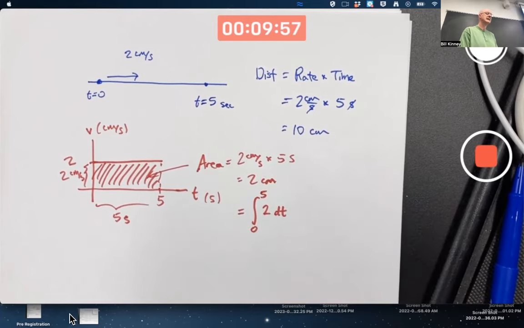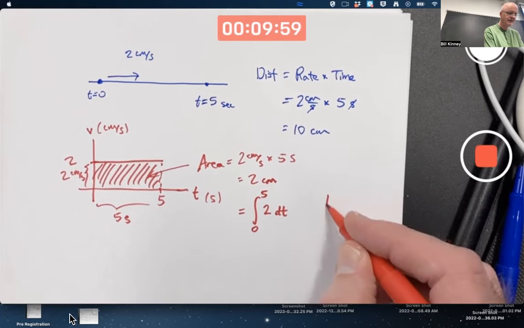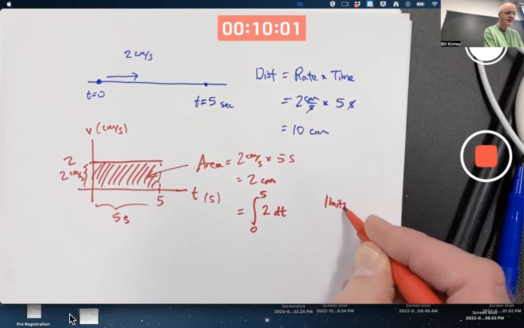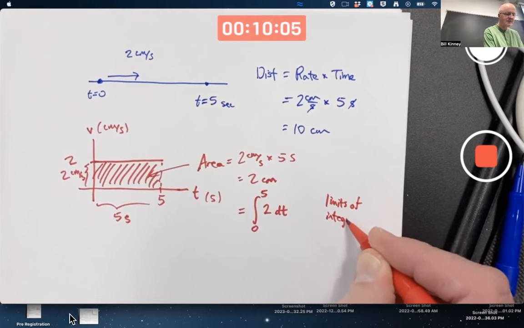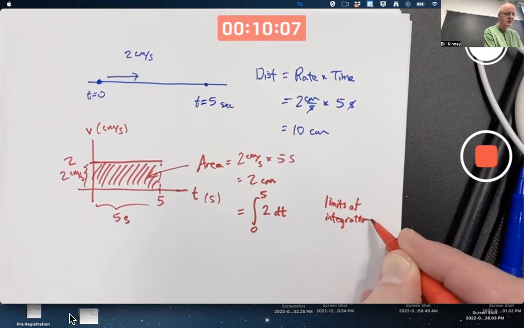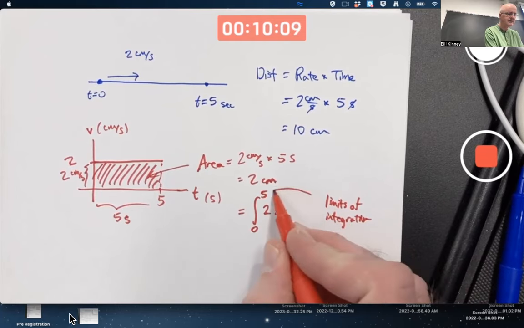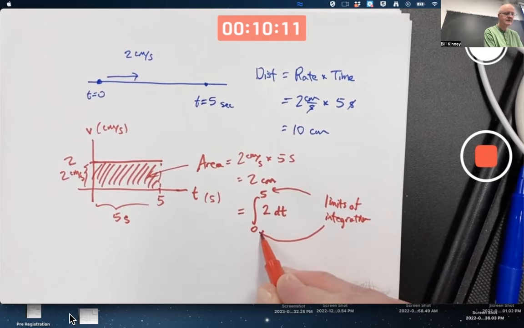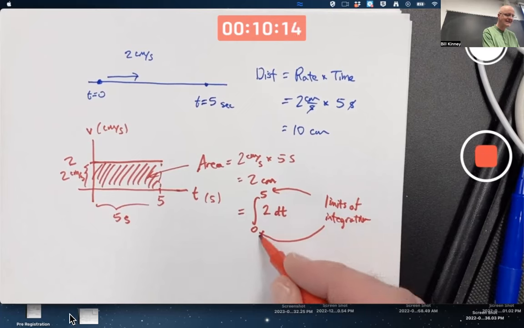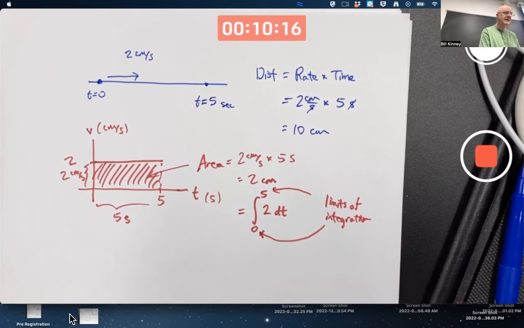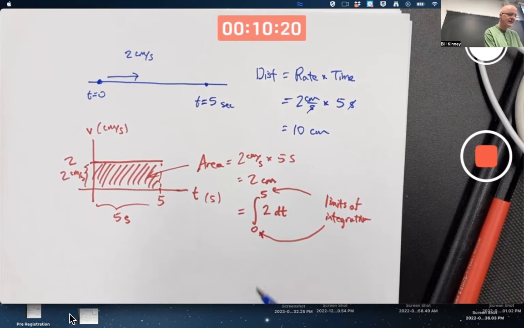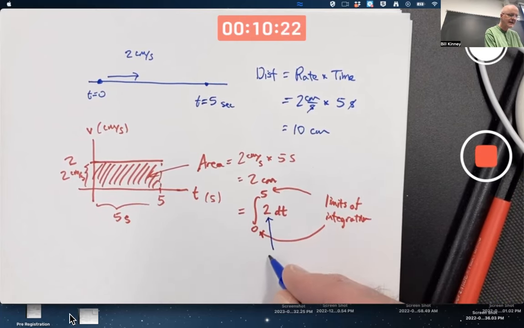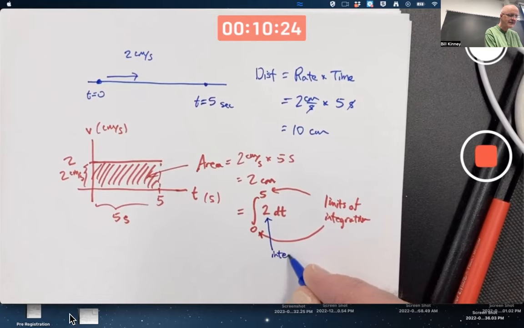Those are called limits of integration. It's perhaps unfortunate to use the word limits there, because they're not limits in the usual sense of calculus. I'm not taking a limit. They're just the endpoints of the interval that I'm thinking about here, from 0 to 5. The function being integrated is called the integrand.